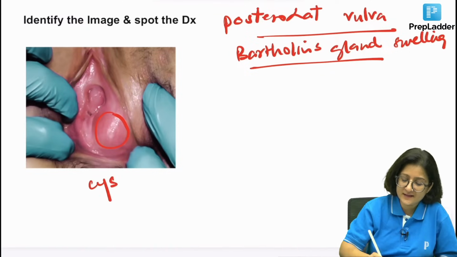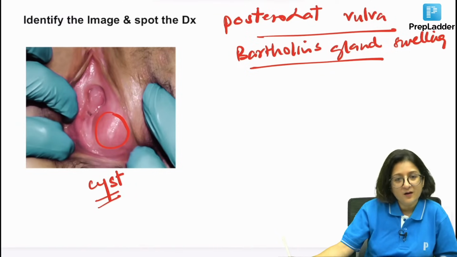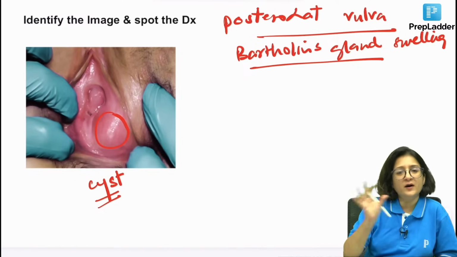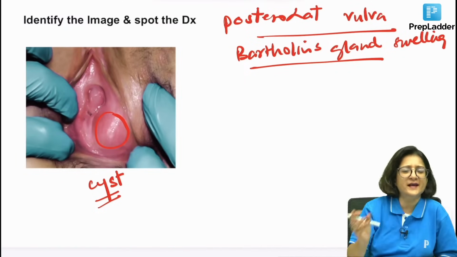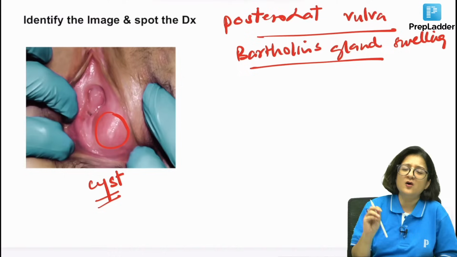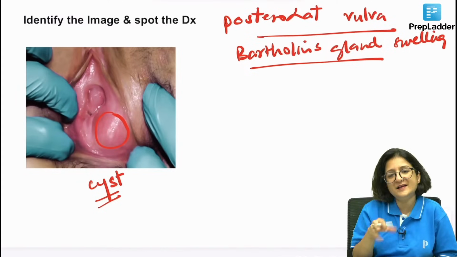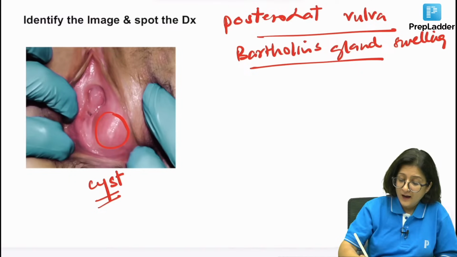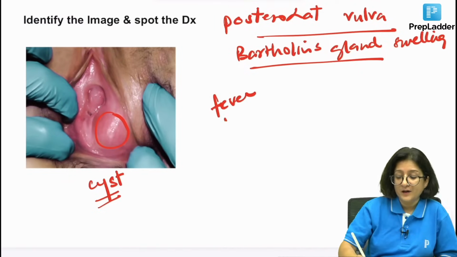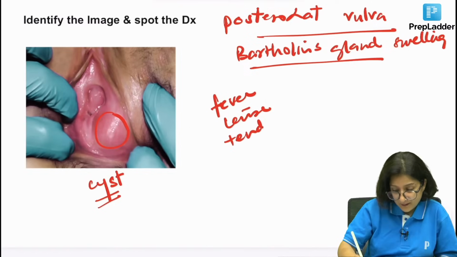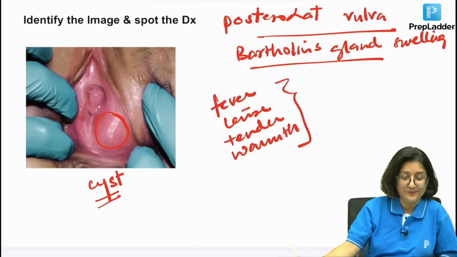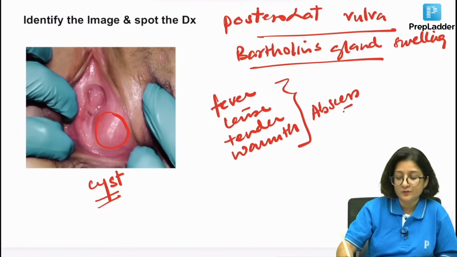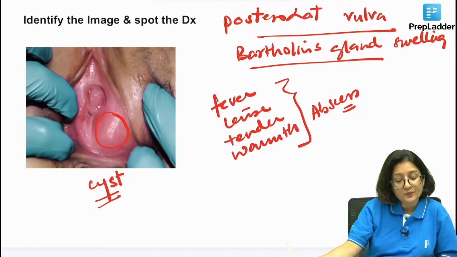Okay, it can be a cyst. And generally if it is not an infected cyst, it may be just asymptomatic or may be causing just a symptom. Patient will say that I feel something down there. But if you have fever, tense, tender, warmth, these are signs of infection. So then it could be an abscess also.